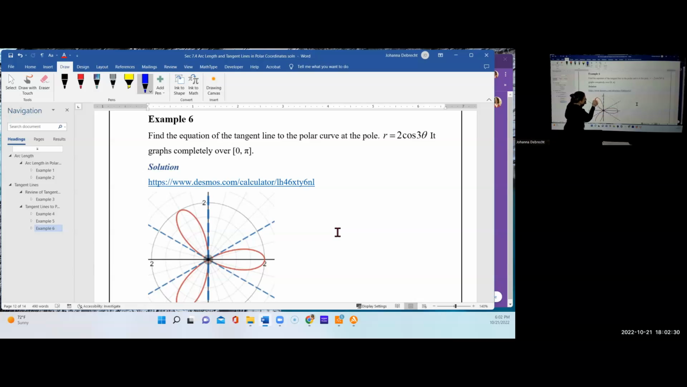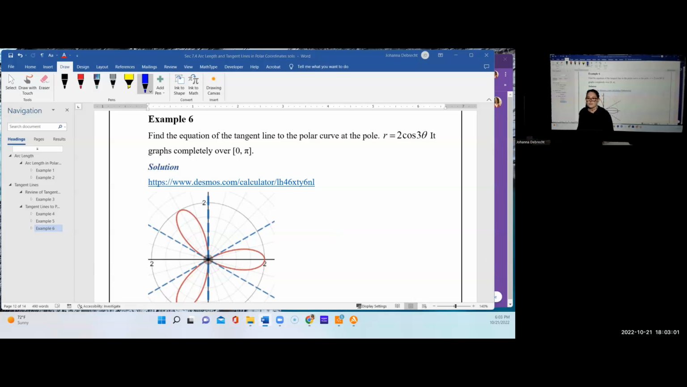And then it's coming around like this again and coming back to here. So it's hitting the pole multiple times. Now we need to know over what interval it graphs the complete rose one time and one time only. We don't want it to retrace the curve. So it graphs completely between 0 and pi. So we're looking for the times when this hits the pole between 0 and pi. We're looking for those particular values.